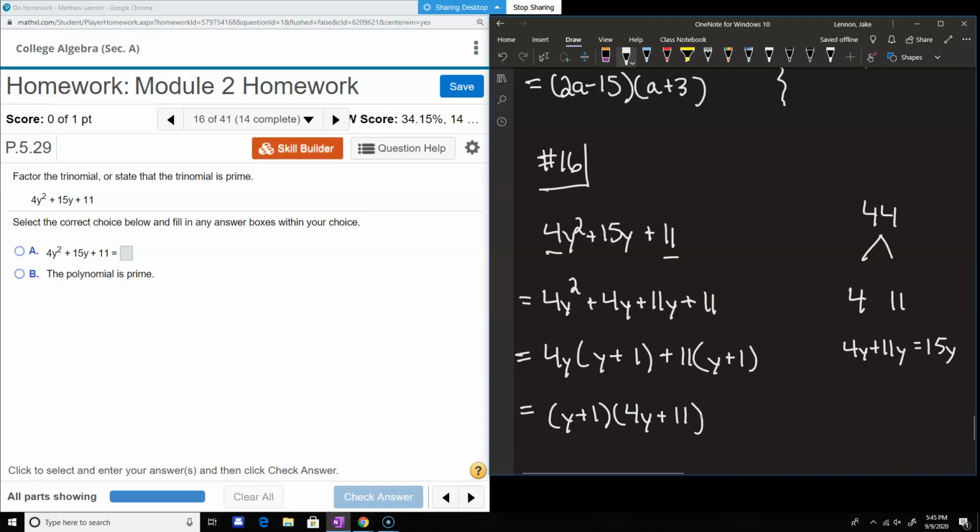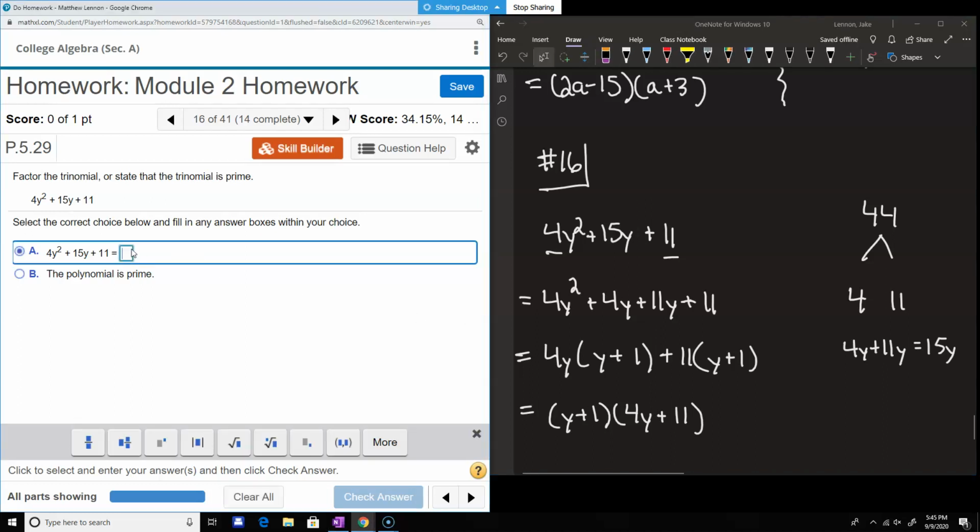So once you get those numbers, each one of these is basically a 3-step problem.